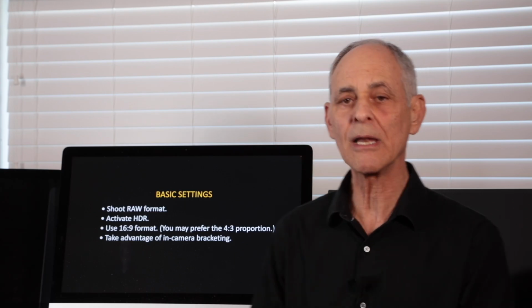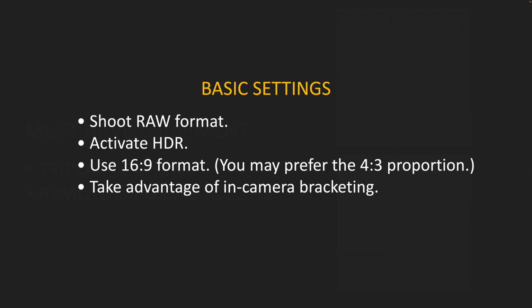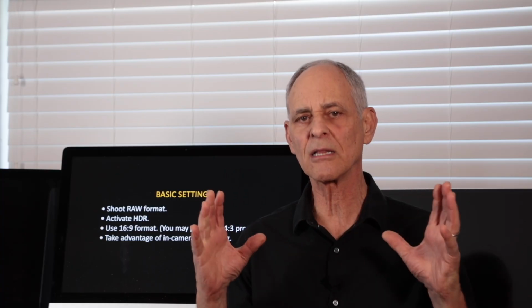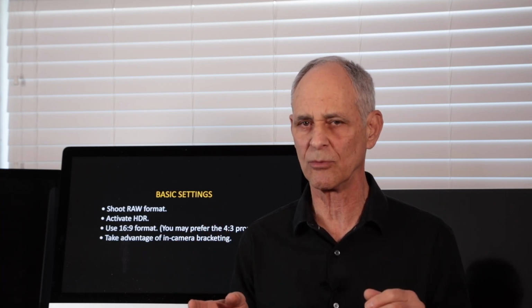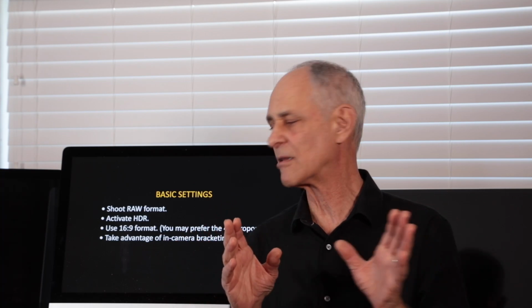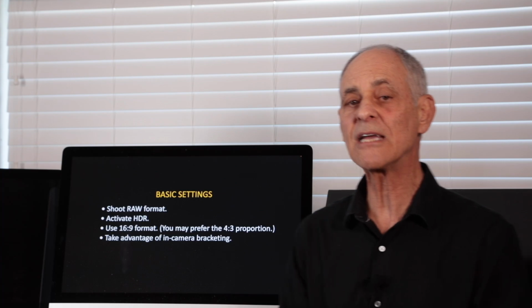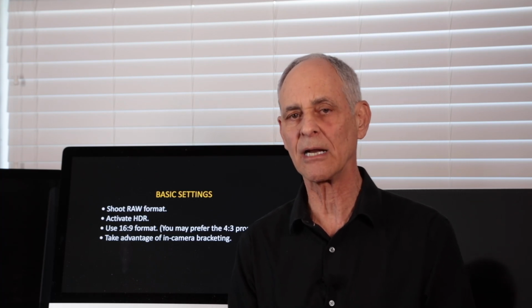So number one, and you can do this now, is to shoot RAW format. Don't shoot JPEGs. And activate the high dynamic range. I recommend 16:9 format. The default, I think, on most of these is 3:4. You might like that. I find it a bit chunky. I wish it were 2:3, but it's not. I like the 16:9. And then take advantage of in-camera bracketing.